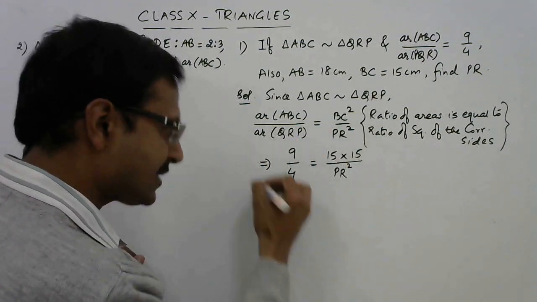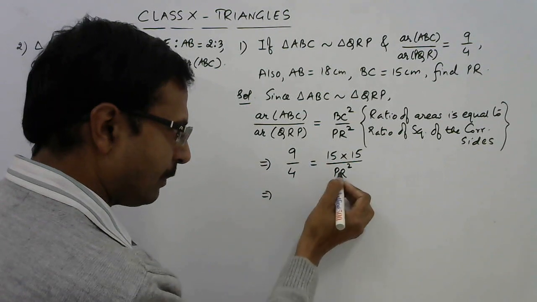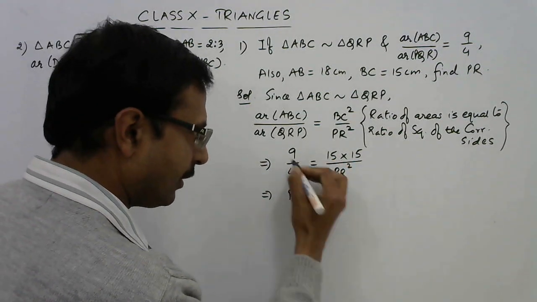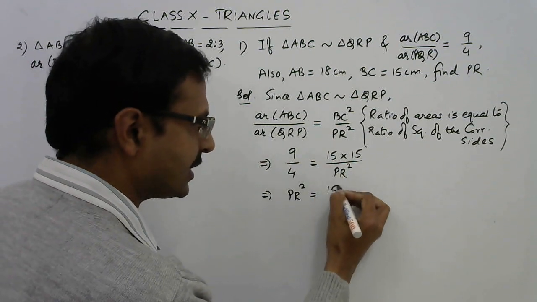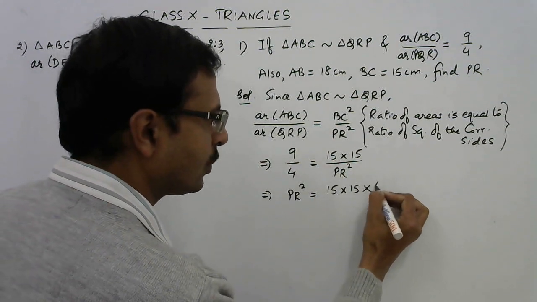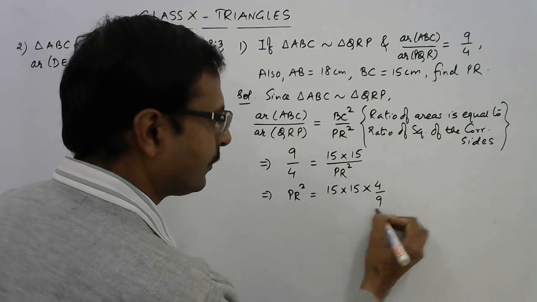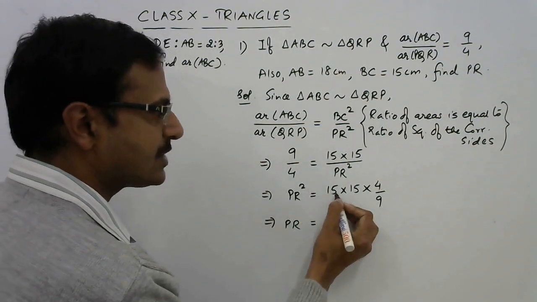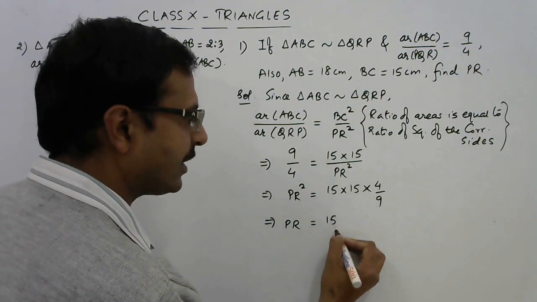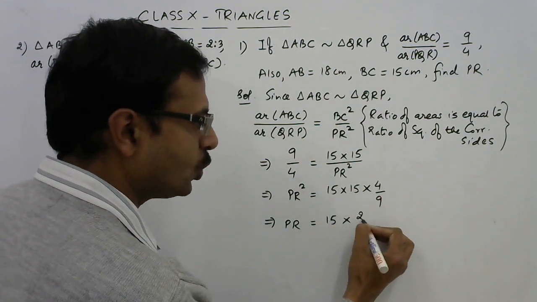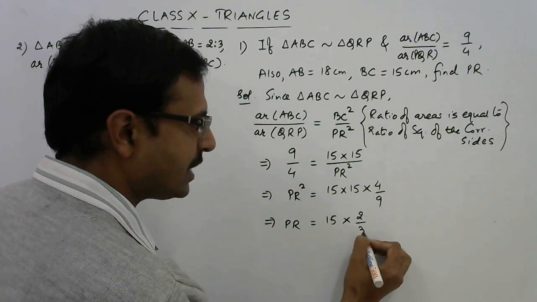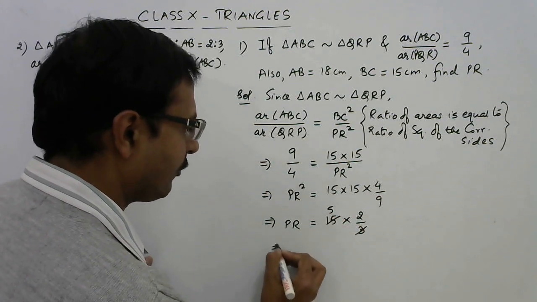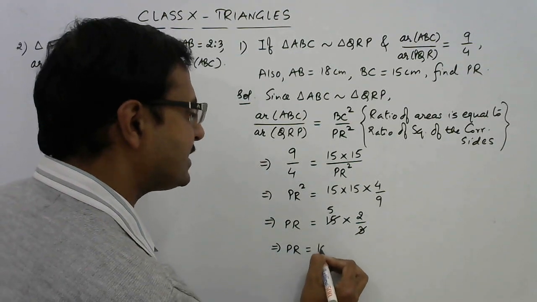I will not solve this in detail. I will just take PR square here and take this 9 by 4 as 4 by 9 to the other side. So 15 into 15 into 4 by 9. So PR comes out to be, now this is square, so this is also 15 square, so 15 will come once, and 4 becomes 2, and 9 becomes 3. So 3 cancels out with 15 5 times. So the value of PR comes out to be 10 centimeters.